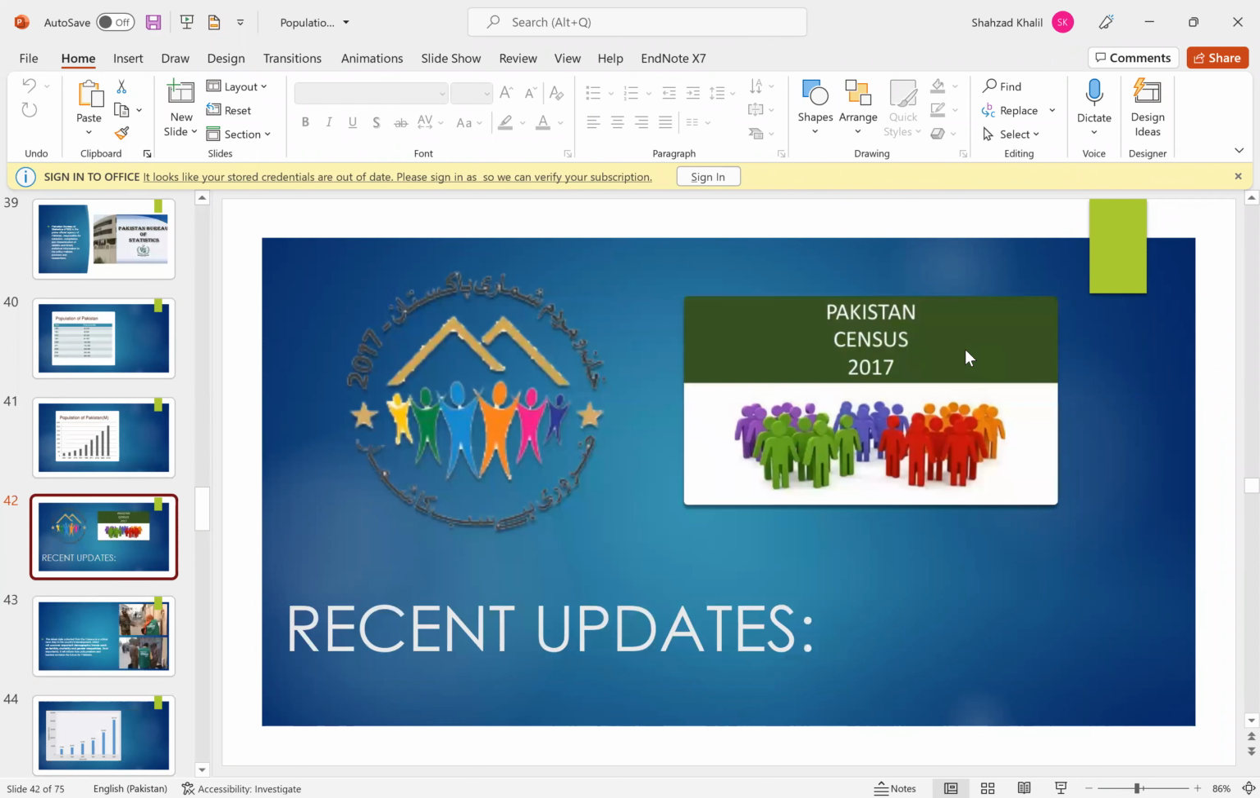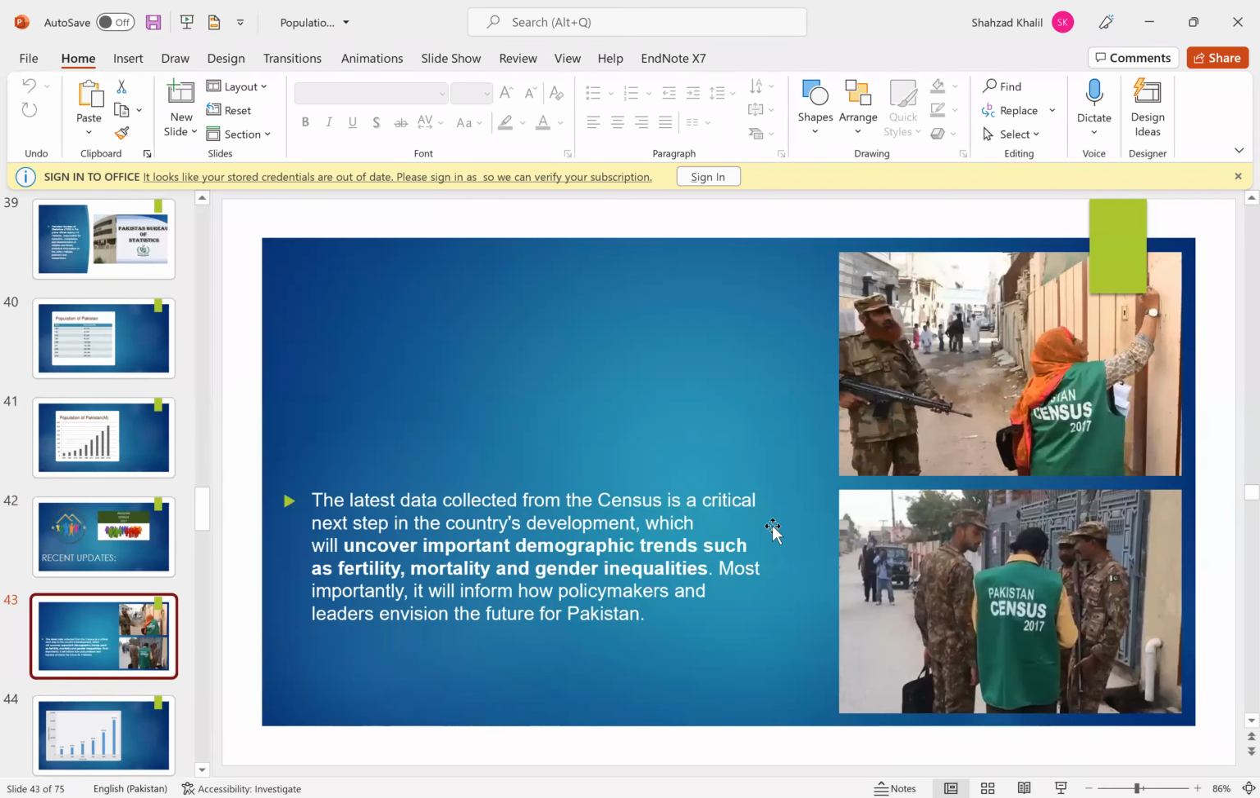Recent updates. Pakistan Census 2017. The latest data collected from the census is a critical next step in the country's development, which will uncover important demographic trends such as fertility, mortality, and gender inequalities. Most importantly, it will inform how policymakers and leaders envision the future for Pakistan.